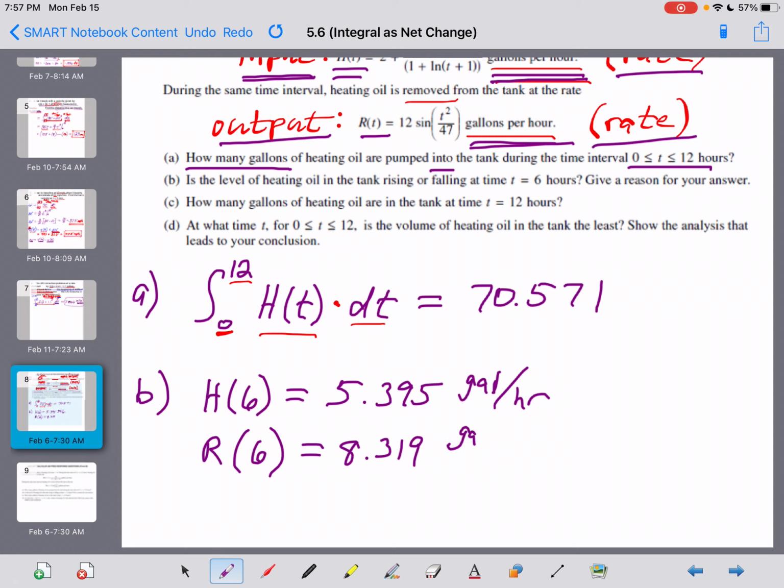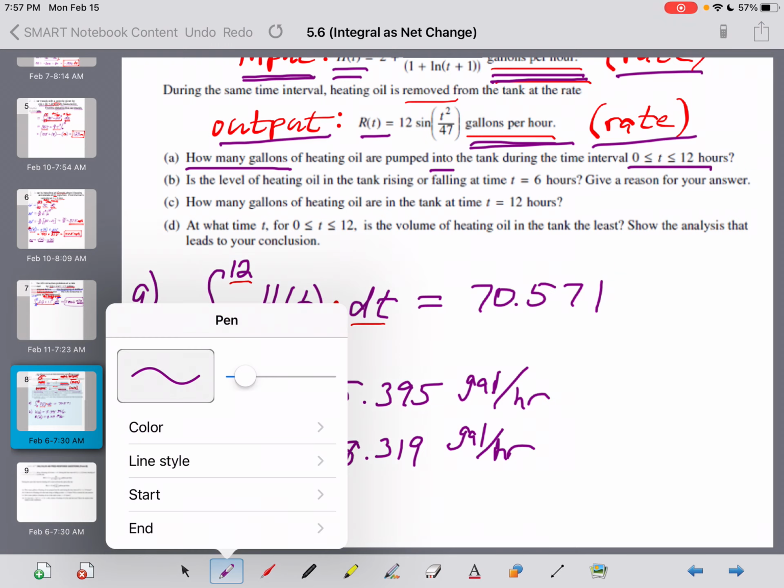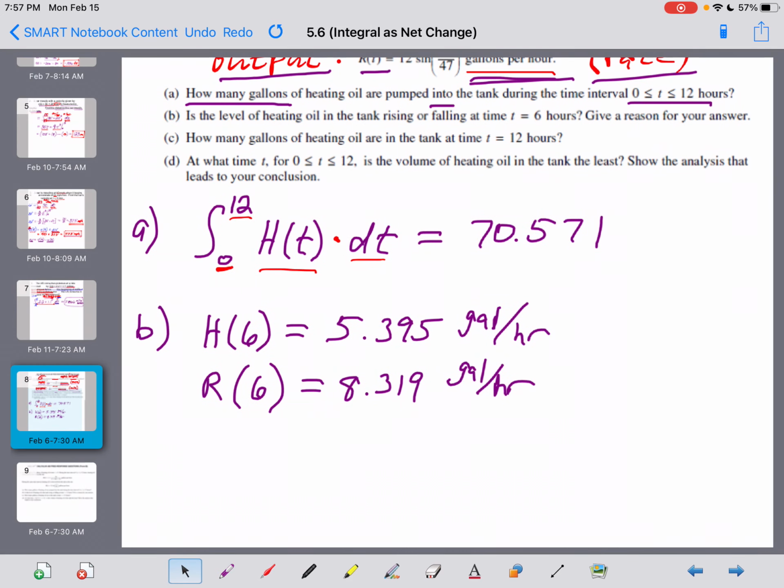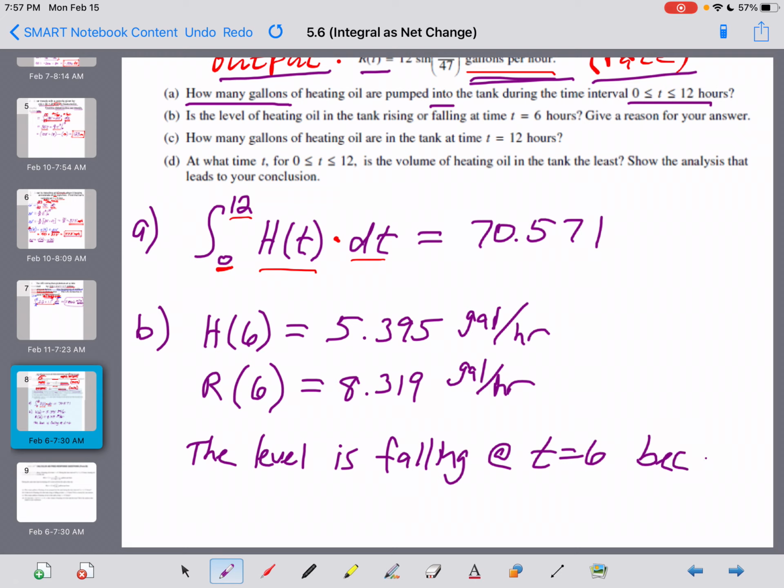8.319 gallons per hour. And there's a lot of different ways to justify your answer or to give a reason, but what I would say, and there's not just one right answer right here, but we could answer the question clearly. We would say that the level of heating oil is falling at t equals 6, and the reason for that would be because R of 6 is greater than H of 6.